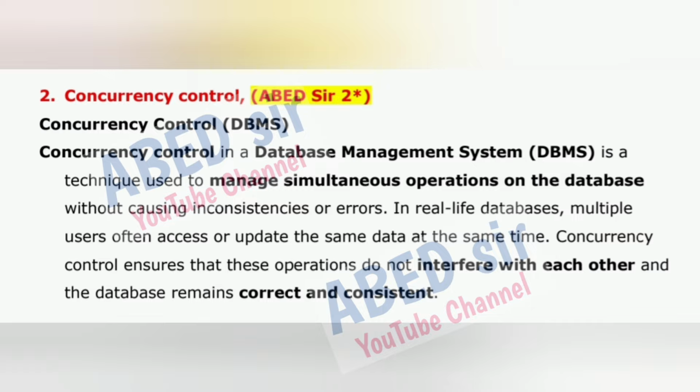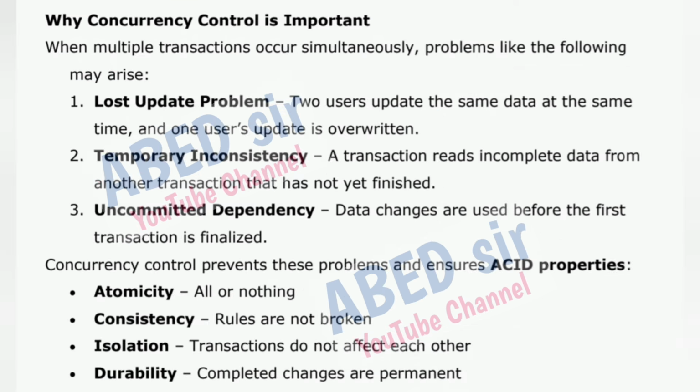Concurrency control ensures that these operations do not interfere with each other and the database remains correct and consistent. Why is concurrency control important? When multiple transactions occur simultaneously, problems like the following may arise. 1. Lost update problem. Two users update the same data at the same time, and one user's update is overwritten.